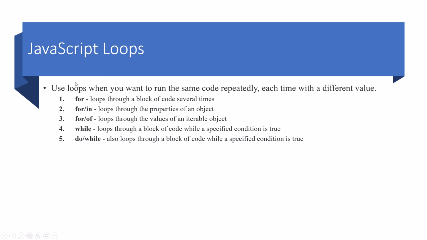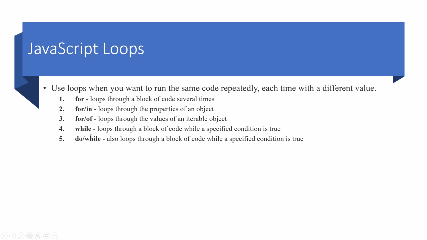There are five different types of loops we use. First is the for loop, which we use when a block of code needs to repeat several times, for a given number of times. Then the for in loop, where we loop through the properties of an object. Here we use a property of an object to loop through several times. And after that, for of, which loops through the values of iterable objects.